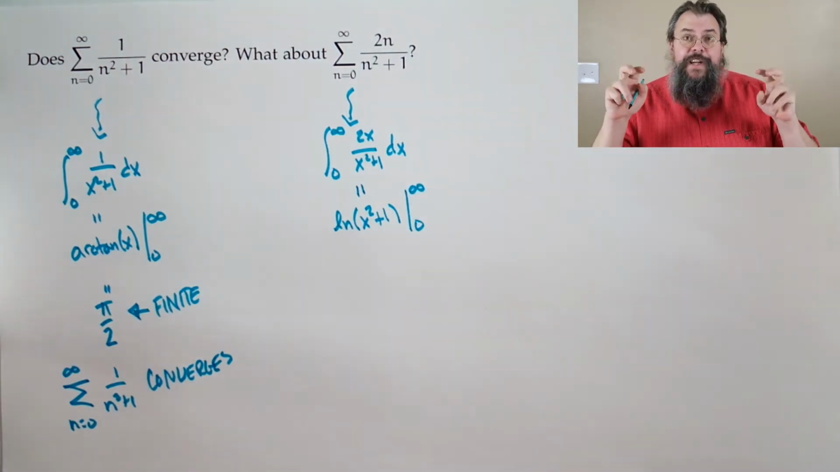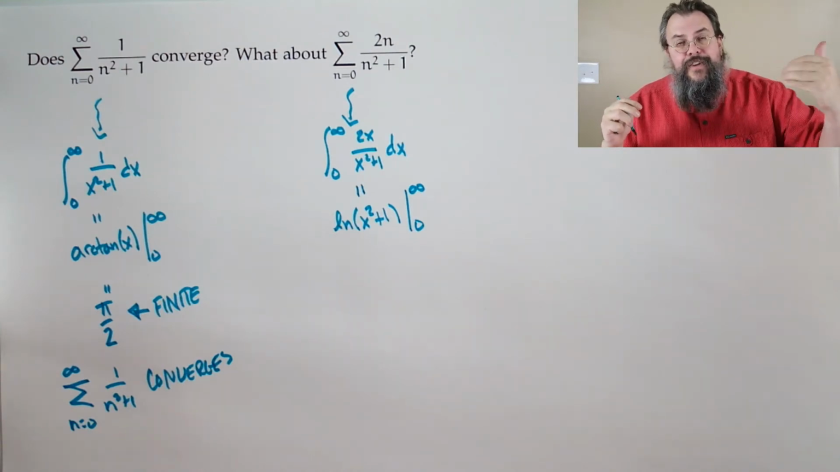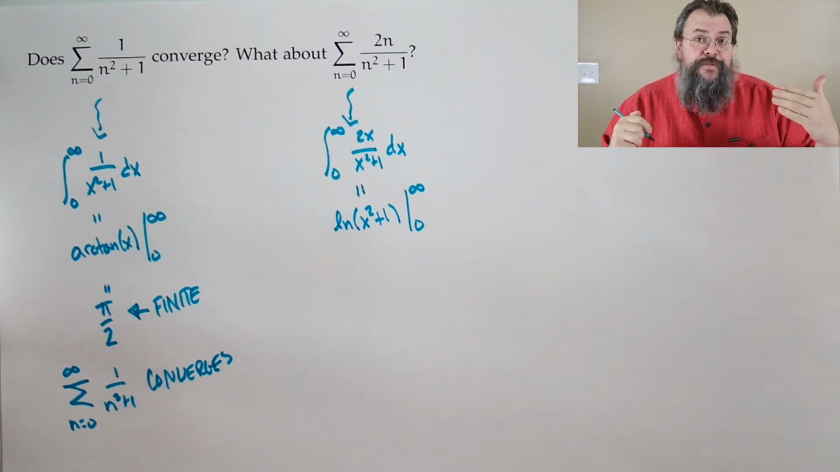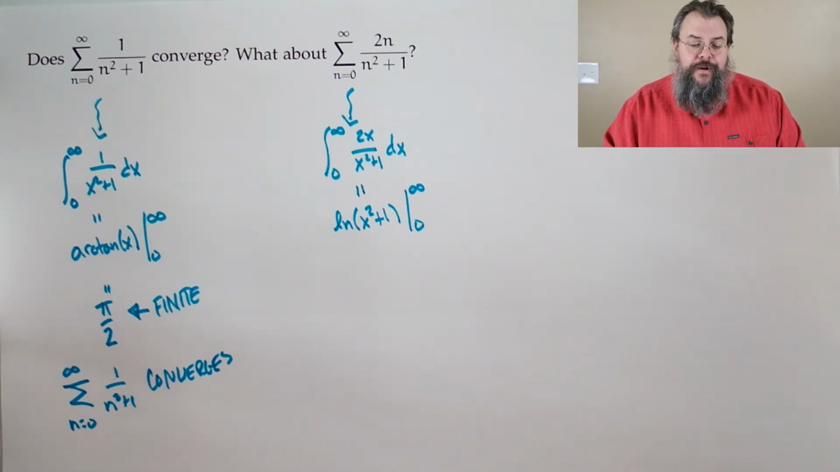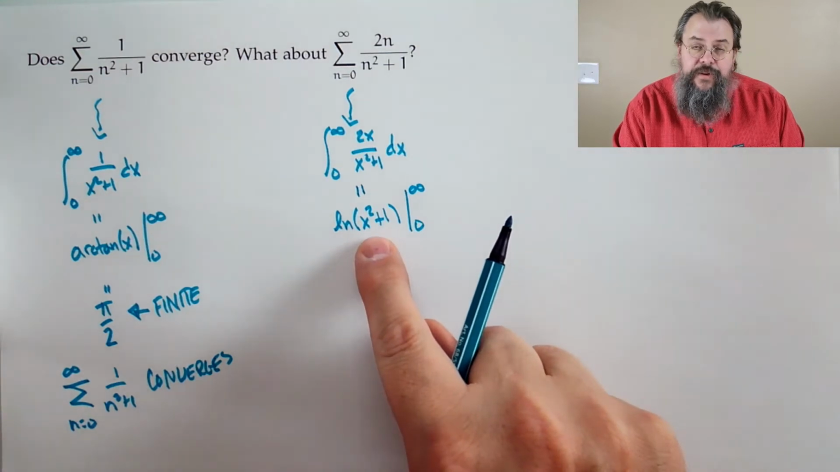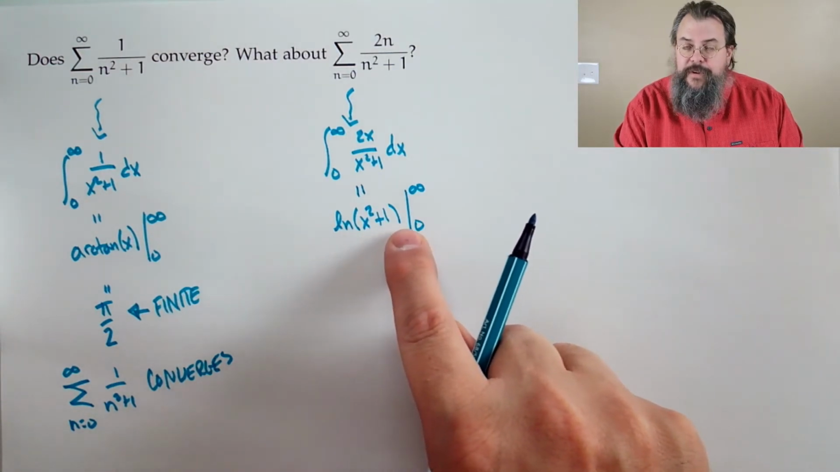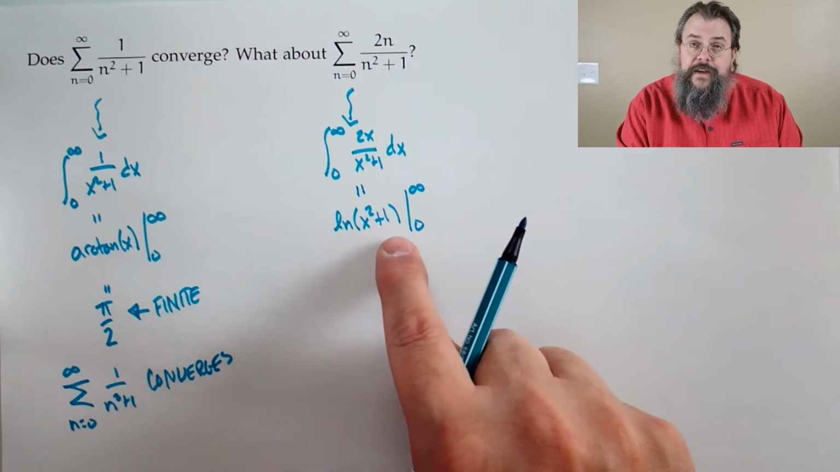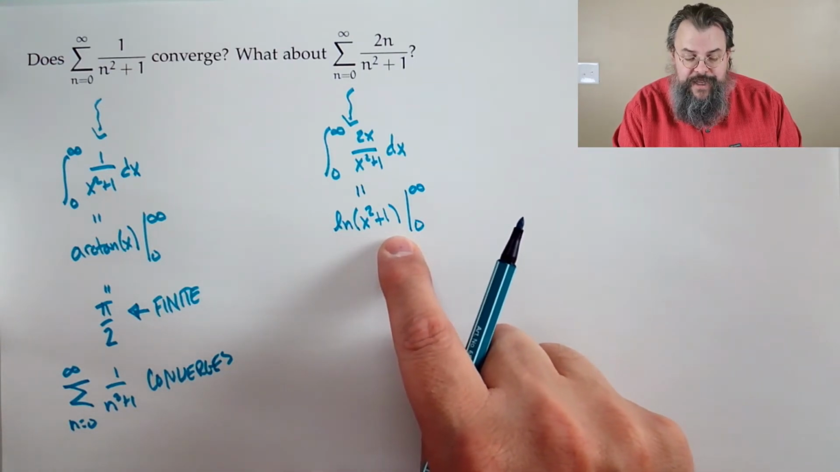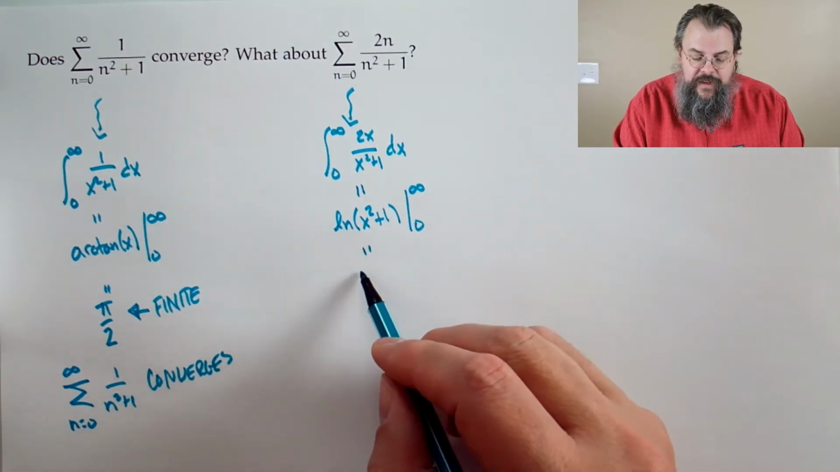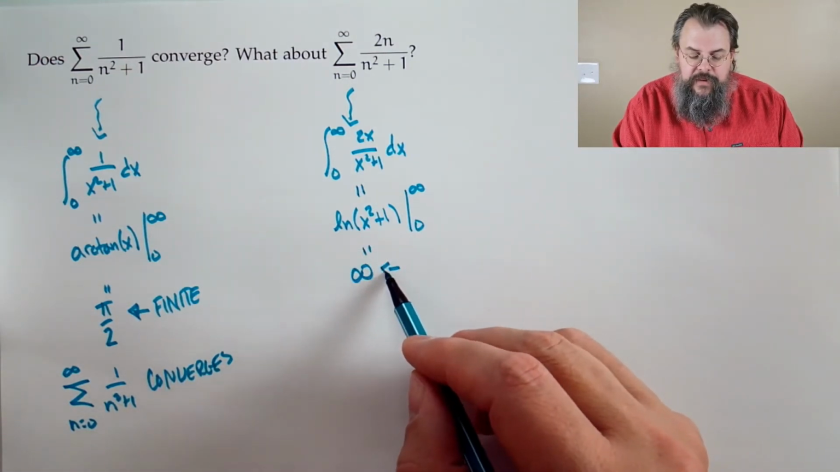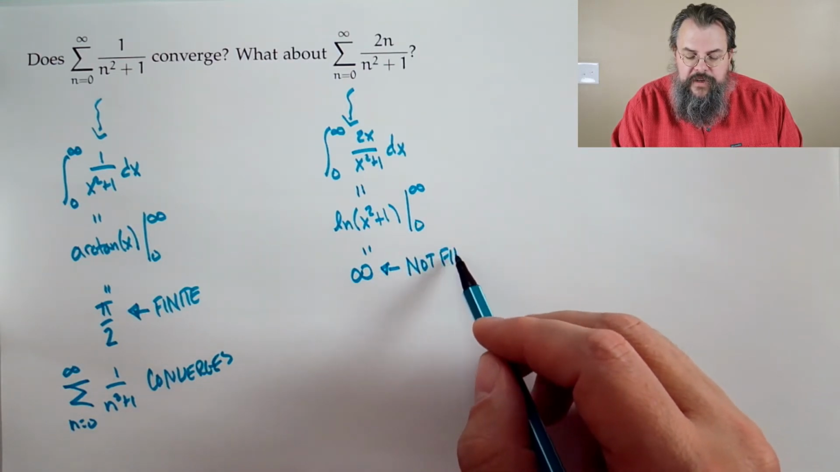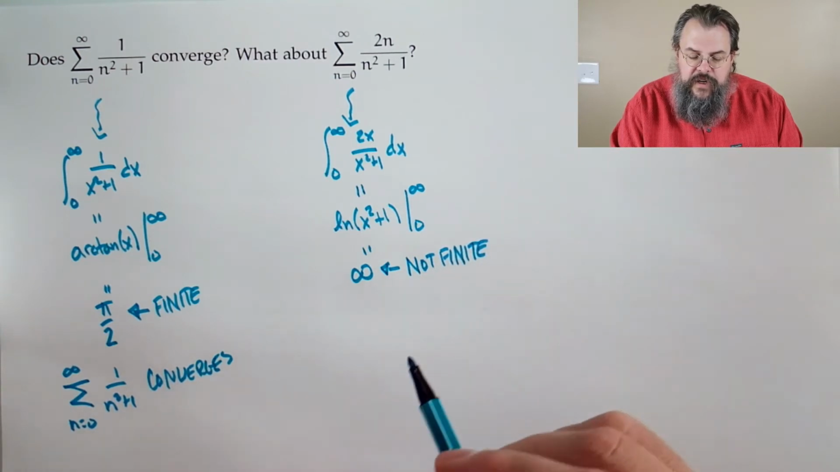Now we do the same thing. At infinity, there's a sort of built-in limit, because you can't plug in infinity. Infinity is not a number. But the question is, as we head off to infinity, what happens? Well, as x goes to infinity, x squared plus 1 gets bigger and bigger, grows without bound. So log of something growing without bound also grows without bound. This is infinite, also known as not finite. So it doesn't converge.